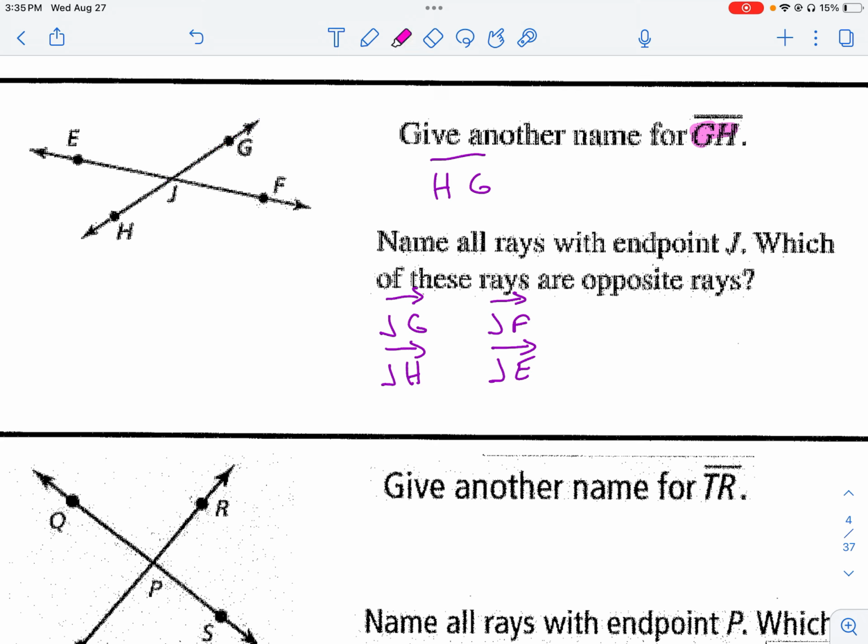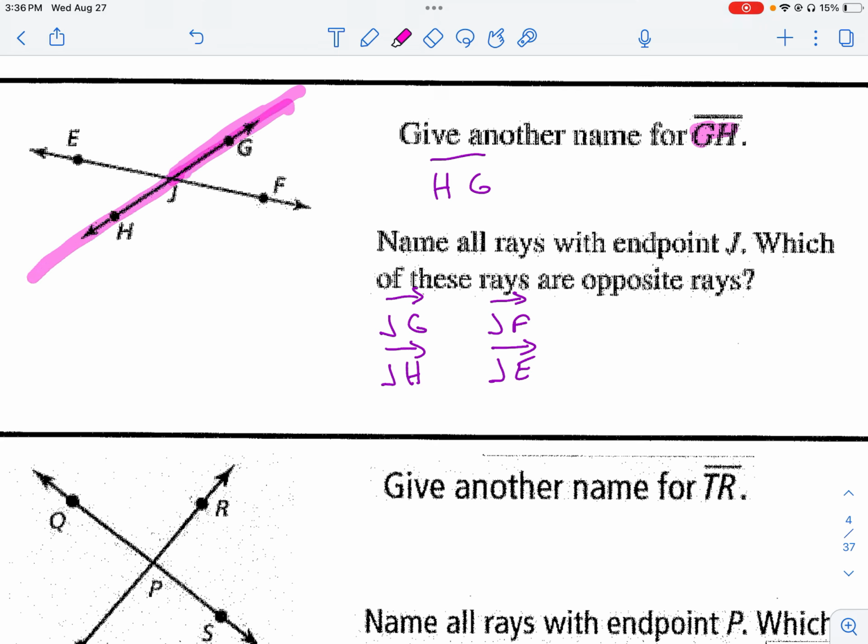So let's look, what are opposite rays? Well, they all start with the same endpoint. And do they then form a straight line is a question. So if we start with the first two, JG and JF do not form a line. So they are not opposite rays.